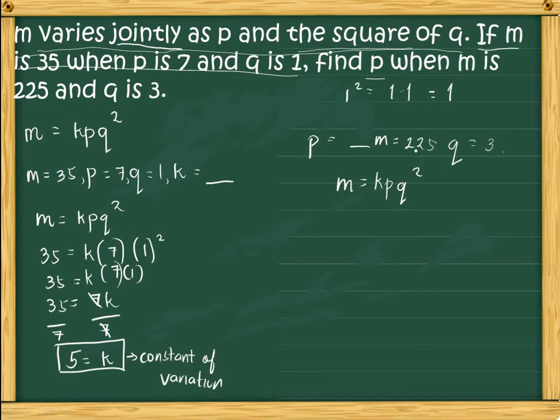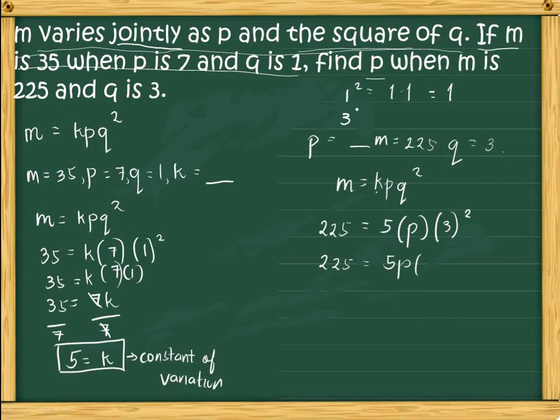Then substitute the given. So we have the value of M, which is 225. Do we have the value of K? Yes, that is 5. Do we have the value of P? None. So we just copy P. Do we have the value of Q? Yes, that is 3 squared. Okay. So this is 225 is equals to 5P times, what is 3 squared?